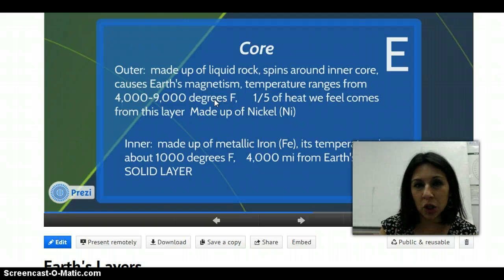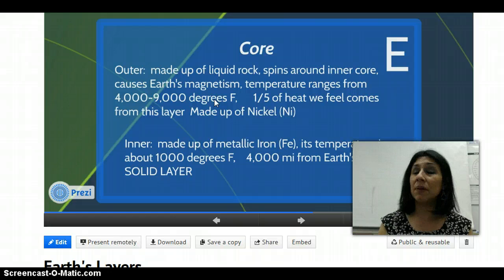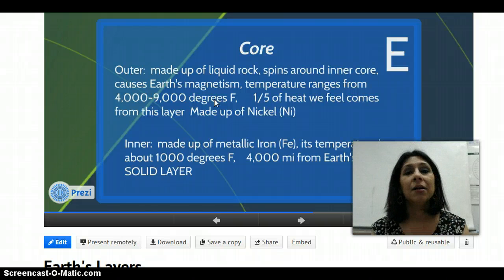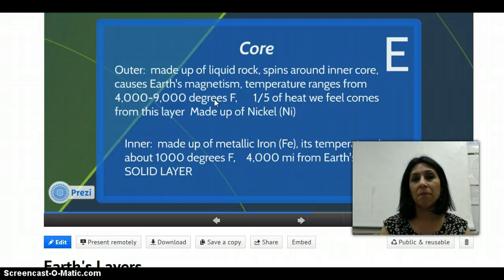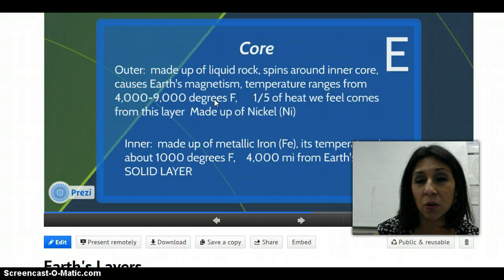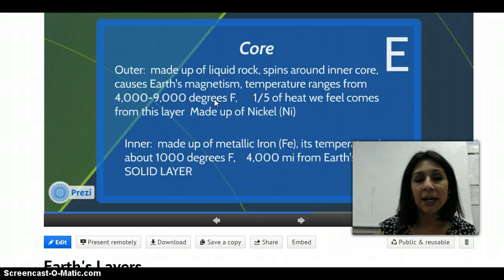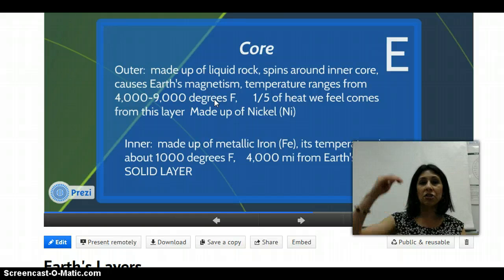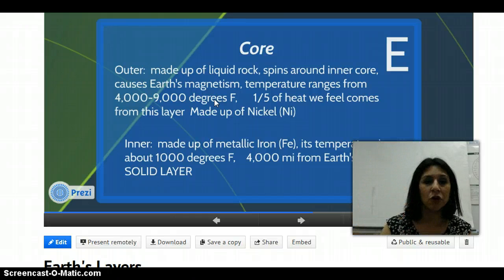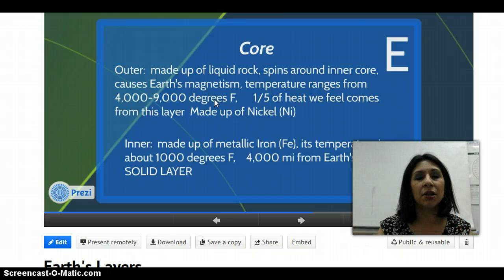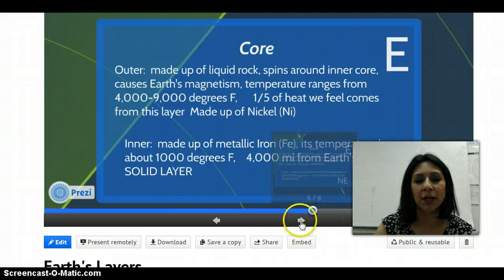Last but not least, we learned that the outer core is made up of nickel. Okay, inner core is made up of metallic iron, not 100% metallic iron, but there are other elements in there. But for the most part, it's made up of metallic iron. Its temperature is roughly about 1,000 degrees Fahrenheit, and we learned that the inner core is 4,000 miles from the Earth's crust. This particular layer is non-elastic. It doesn't move. Okay, so that's why there's a big NE right here.